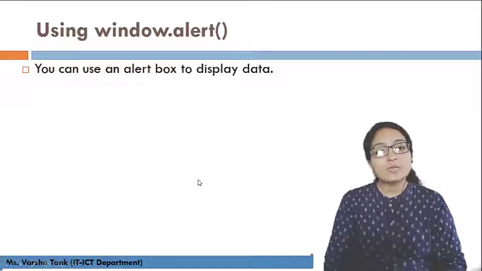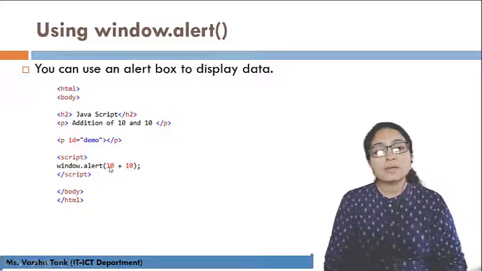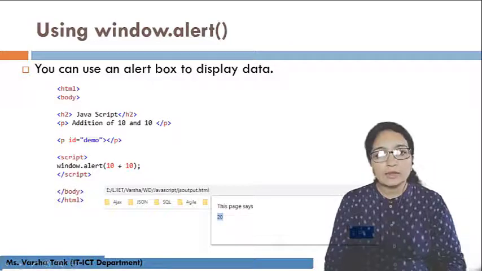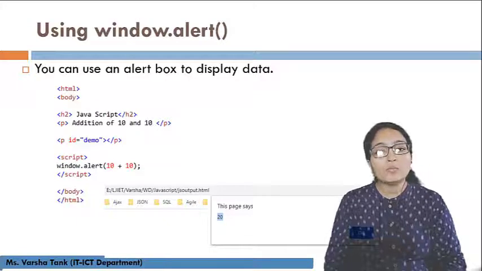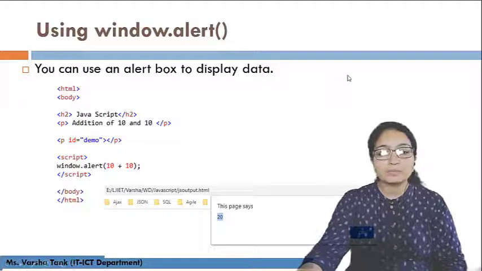Now next one is using window.alert. You can use an alert box to display the data. Here we have used window.alert 10 plus 10. Whenever we execute the script, it will evaluate this expression and give the output as 20 in the alert box. This is one of the prompt boxes, and we will see later in detail which different prompt boxes are supported by JavaScript. Now let's see these two different methods of displaying output, window.alert and document.write, in the practical.